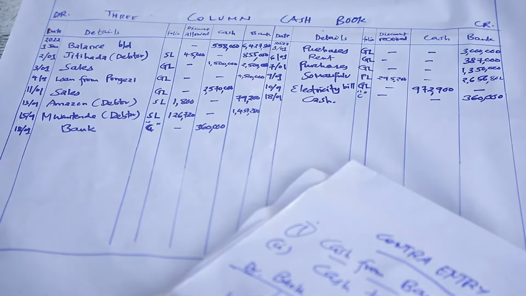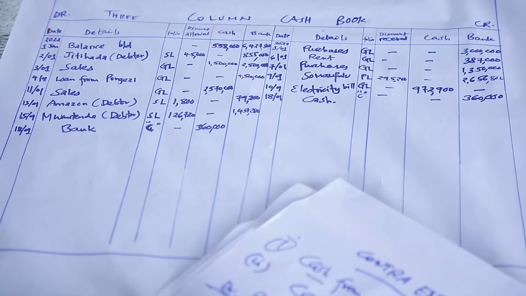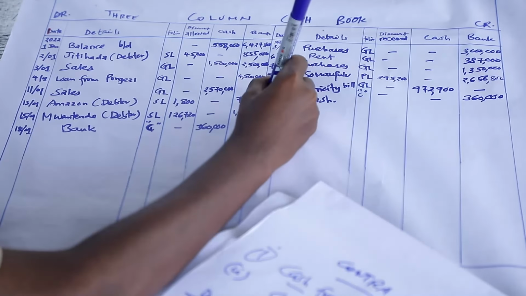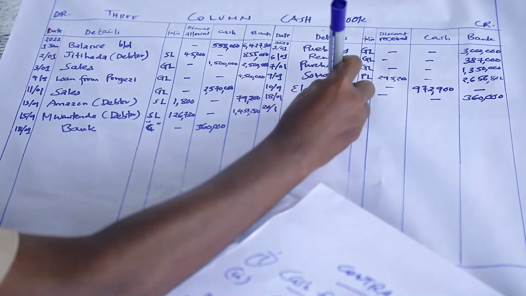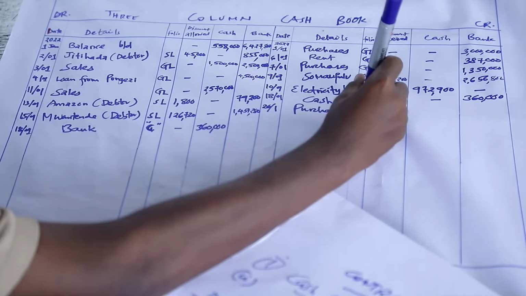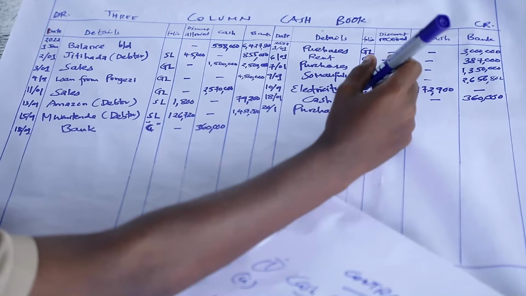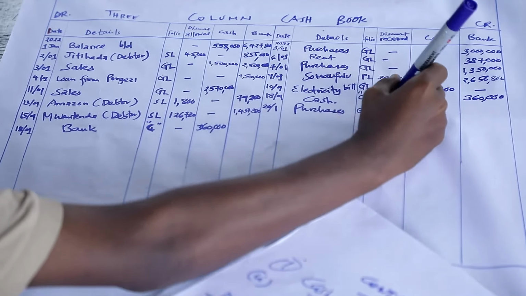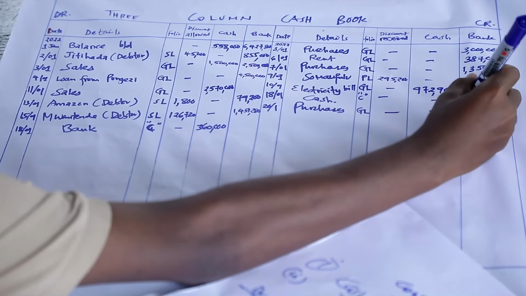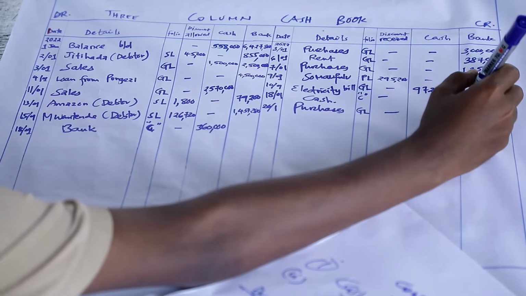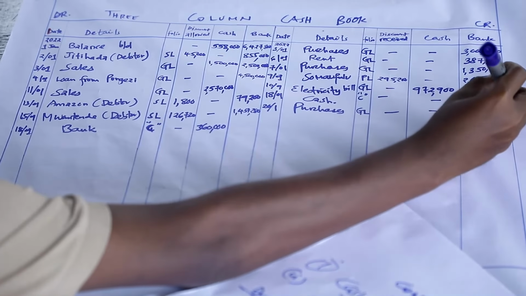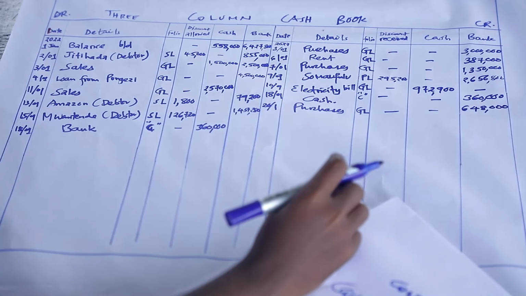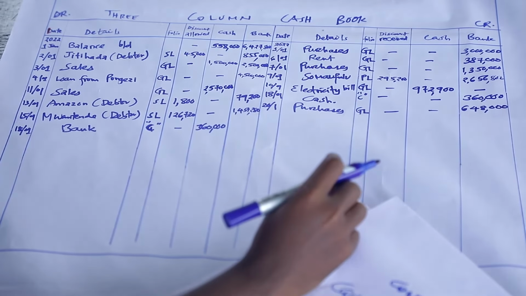So the other transaction will be on 20th January, bought goods by paying check. So bought goods tulitoa hela, so this is purchases, and this will go to the general ledger. Bought goods by paying check will go to the bank column. So that it is. Next date will be on 22nd January, received commission by check.